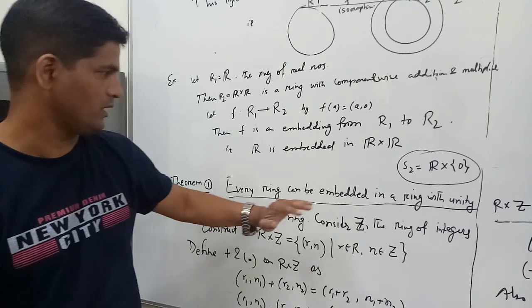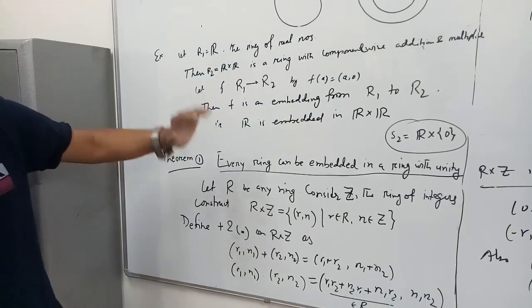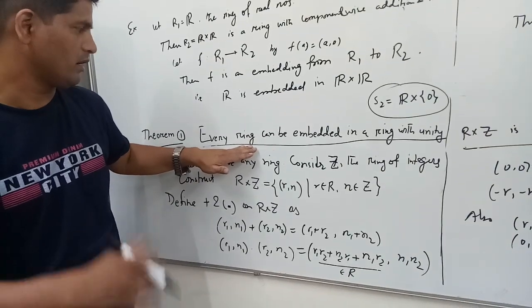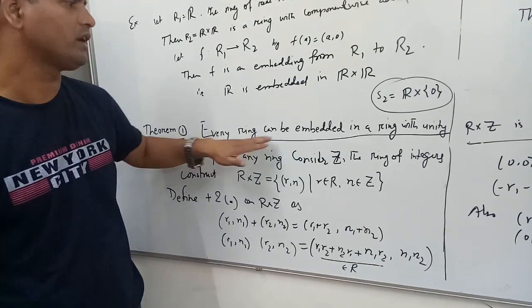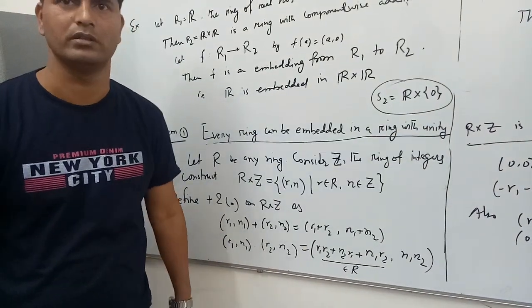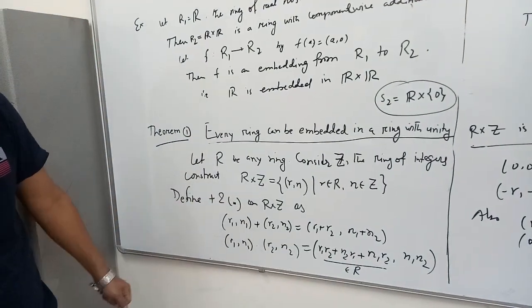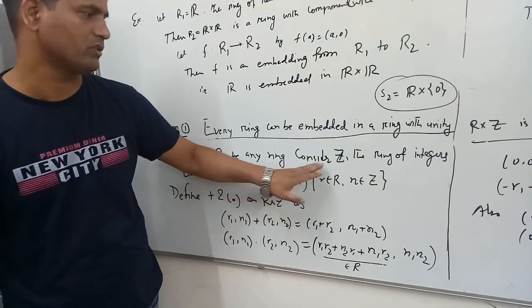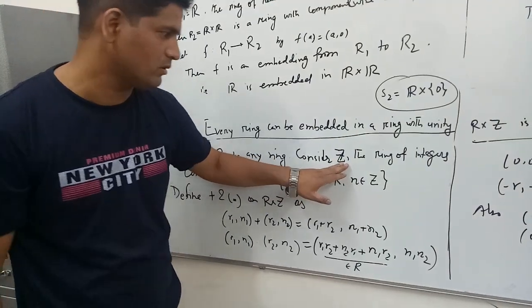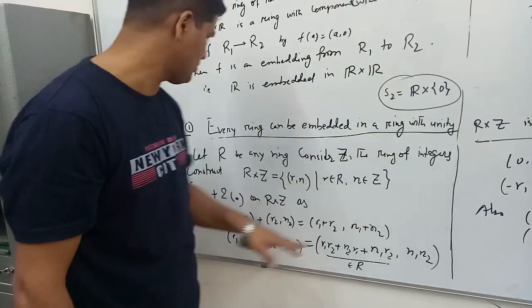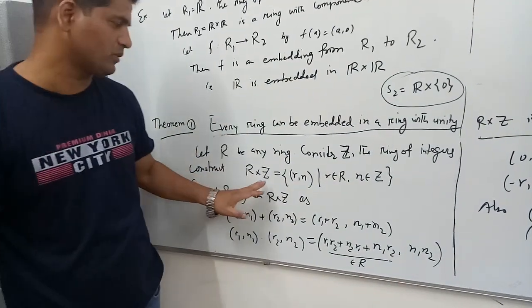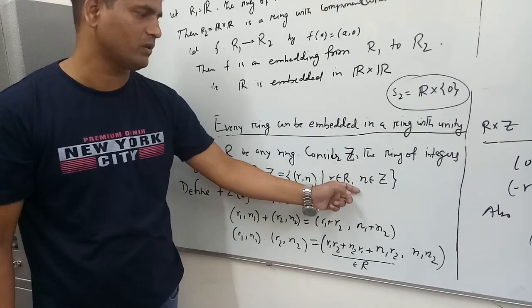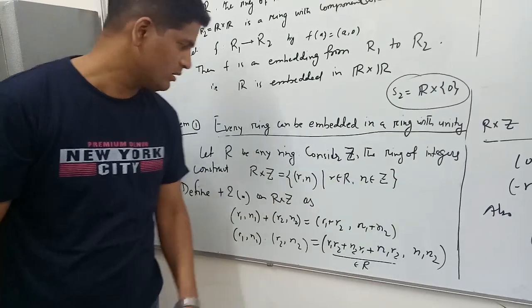Now the next theorem on embedding. The first theorem is that every ring, even one without unity, can be embedded in a ring with unity. For this, take an arbitrary ring, let R be any ring, and we consider Z, the very well known ring of integers, and we construct the set R cross Z, that is, the collection of all ordered pairs (r, n), where r is from R and n is from Z.